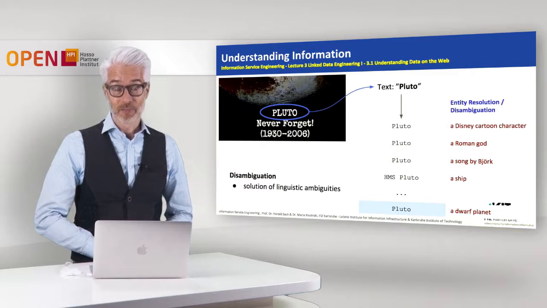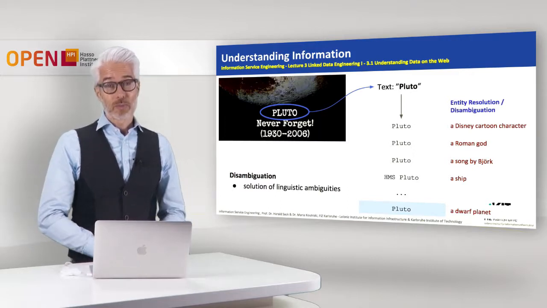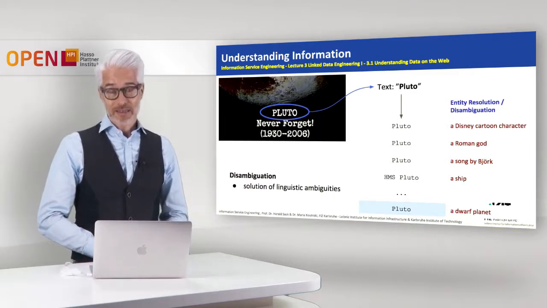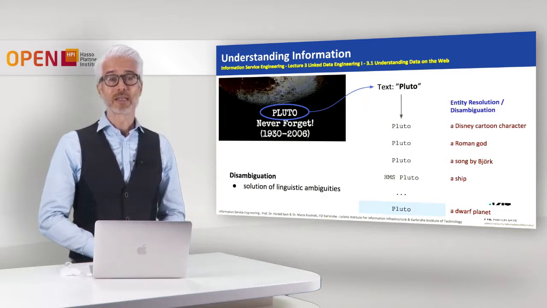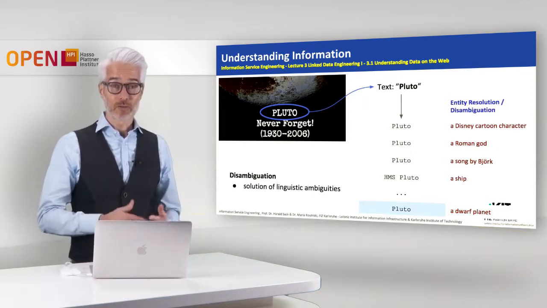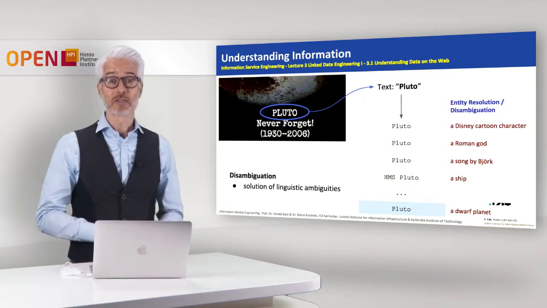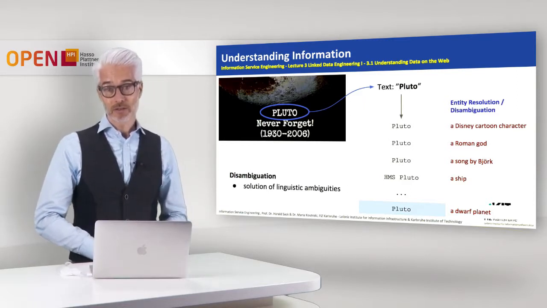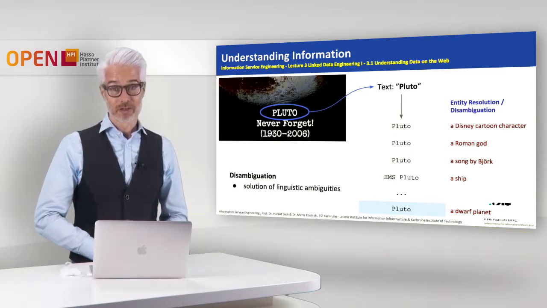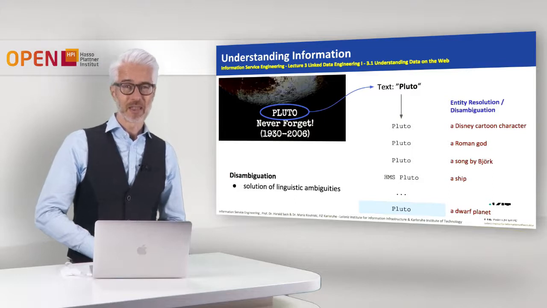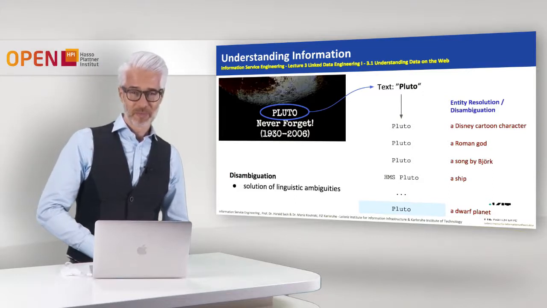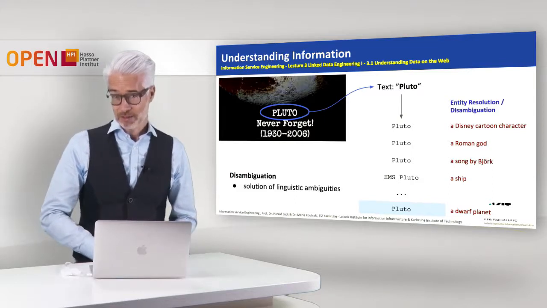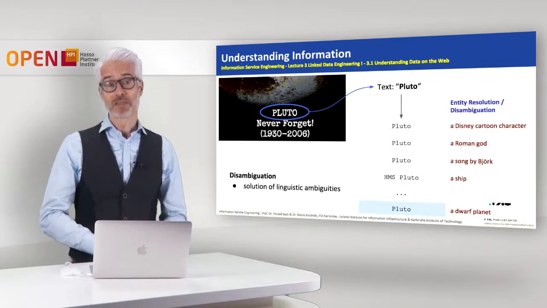Okay, so how does this work? Understanding information. Just look at the word Pluto. We look at the text and then we try to make some assumptions. We try to form some hypotheses. What does Pluto mean? Is it probably the Disney cartoon character, that dog? Or is it this Roman god of the underworld? Or is it the name of a song by Björk? Is it the name of a ship or what else? Or is it the dwarf planet?